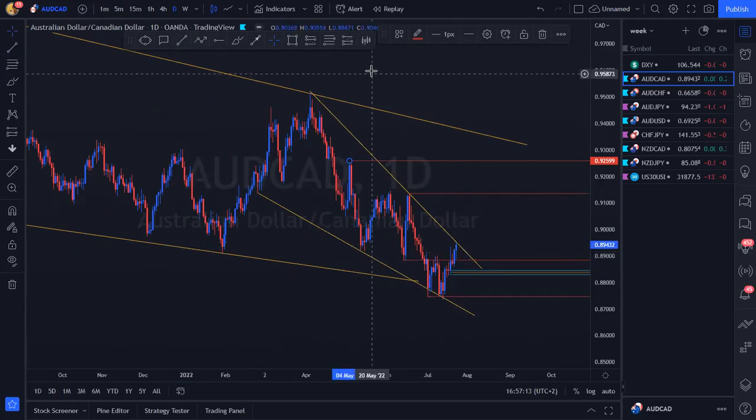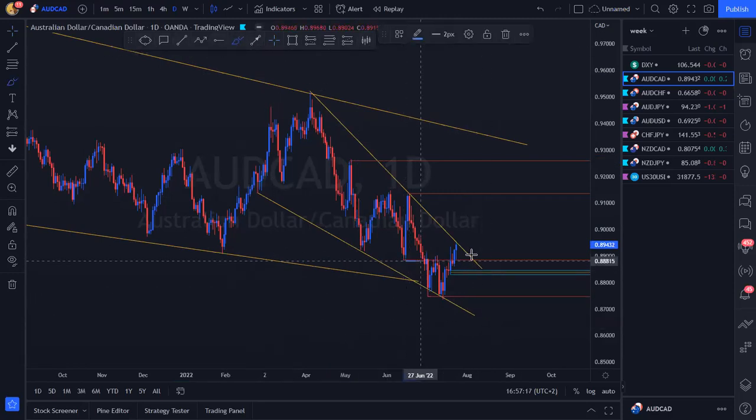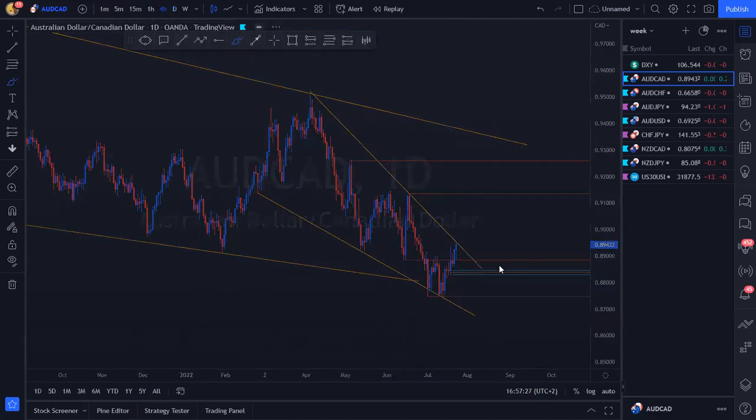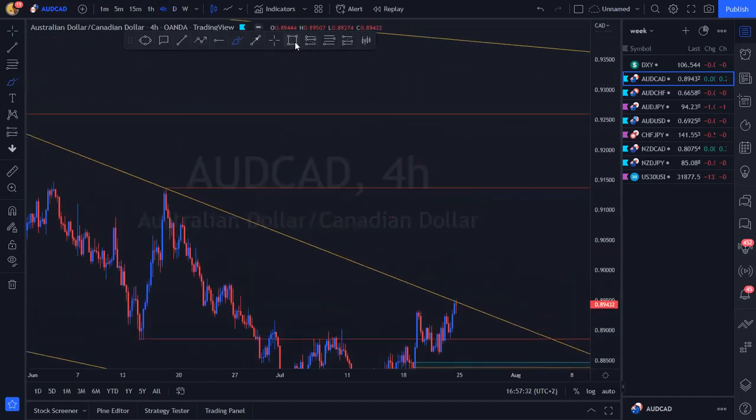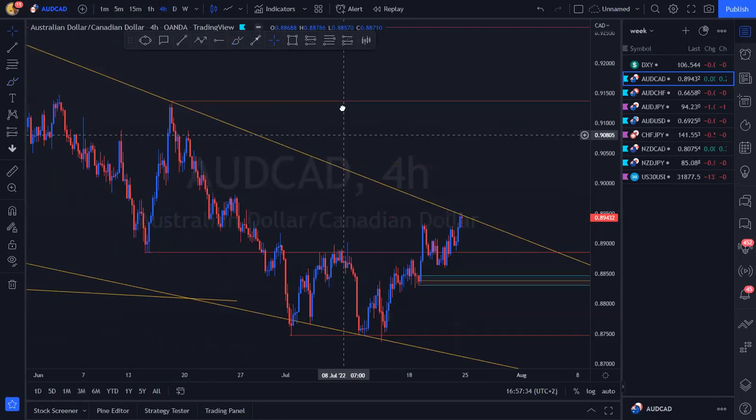From a daily, all we've got here to deal with is this nice support structure over here. Nice support that has formed. We came down, broke below that structure, and then we've broken back above that structure. And then we're looking for some bullish bias price action. So let's go down to a 4 hour, see a little bit of nature, and then isolate a nice POI where we can look for entries for that nice bullish bias setup.